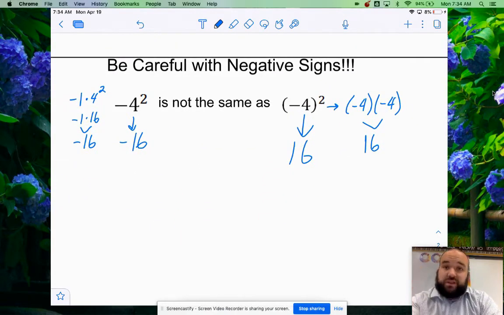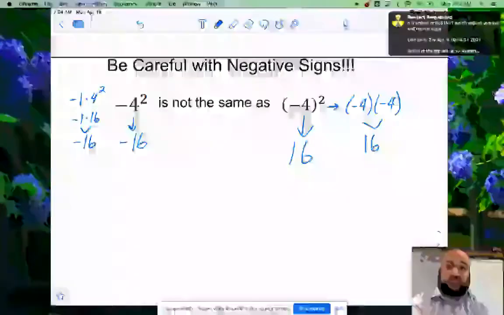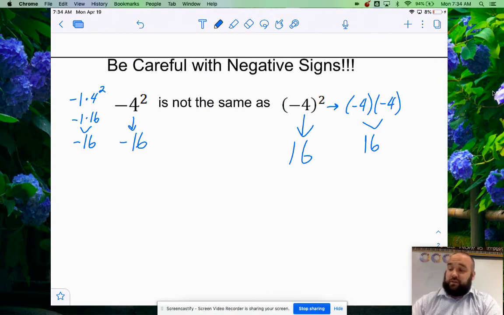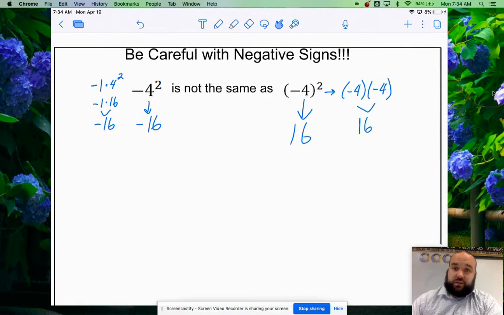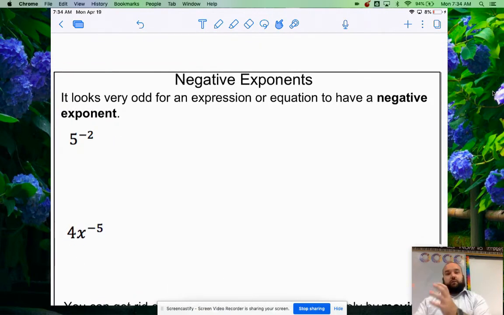If you see the number in parentheses, you cannot skip over those parentheses. They are so important, especially with exponents. You can get away with some of it if powers aren't involved, but the moment powers come into play, you've got to use parentheses if the base is negative. Okay? So that's kind of the first half. What happens if the exponent's 0? It's easy. You just call it 1.